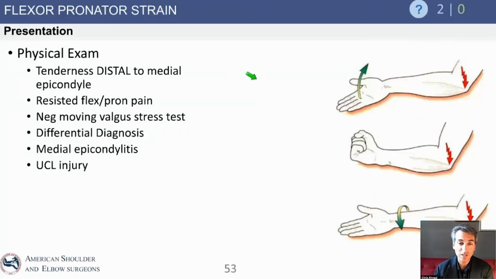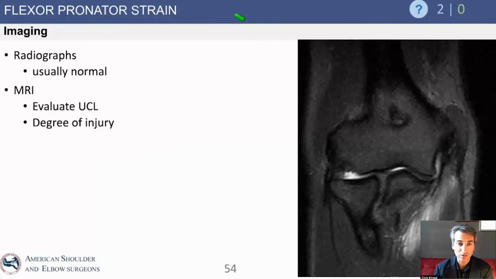The physical exam is tenderness, provocative movements, as we said before. These muscles are for wrist flexion and finger flexion. You clench the fist, you flex the wrist, that will elicit the symptoms, and also pronation. And make sure we understand the differential diagnosis, which is local anatomy, UCL injury, and we spoke about medial epicondylitis already. This is what an MRI scan looks like.